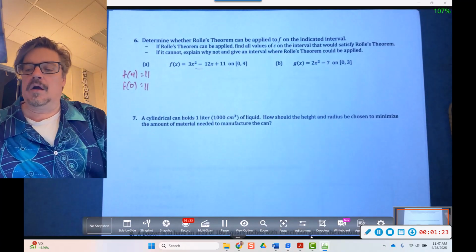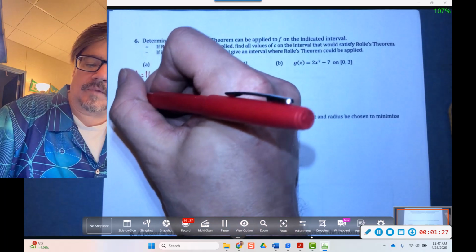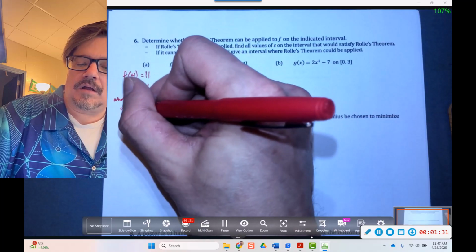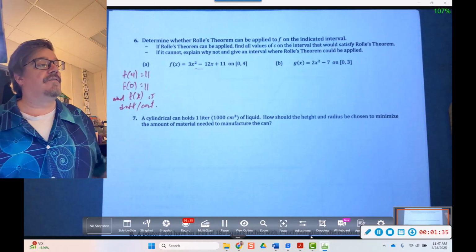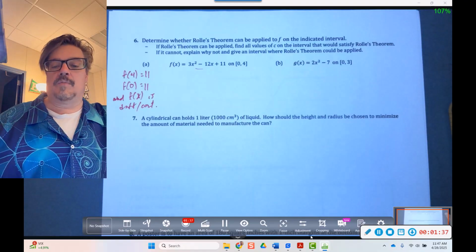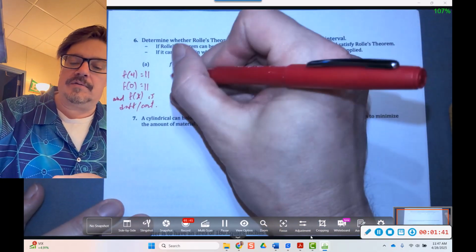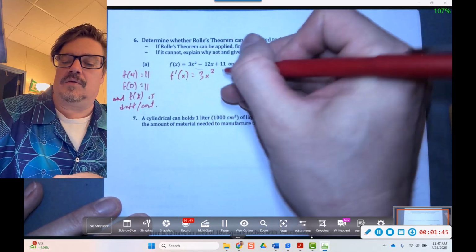So therefore, f of x is differentiable and continuous. I'm just going to put that. So right now, everything can be applied. Since those endpoints line up, what we're going to do is find out where the derivative equals 0.